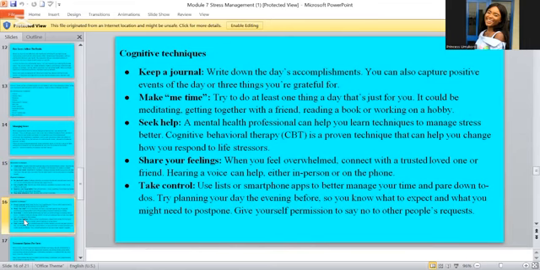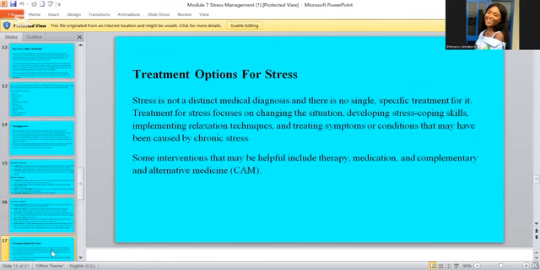We also have cognitive techniques of managing stress, which include journaling, creating time for yourself, seeking help if you think that it's beyond you, sharing your feelings with people if you're overwhelmed. We do this by talking, and talking is really great therapy. And also taking control of your time and being productive.